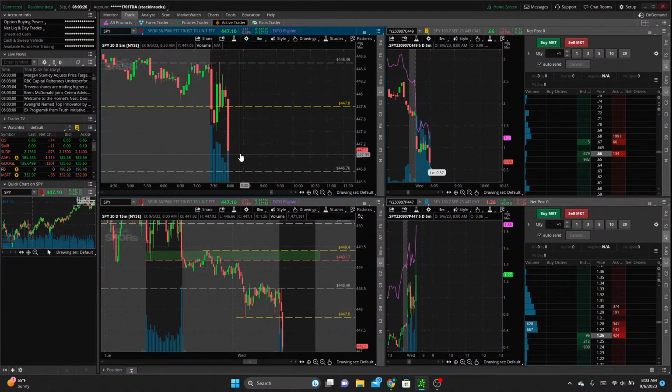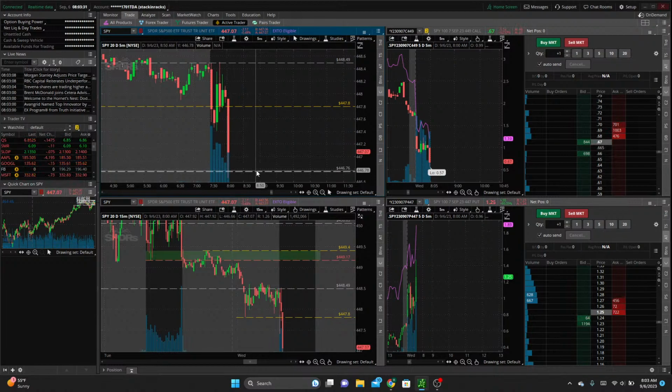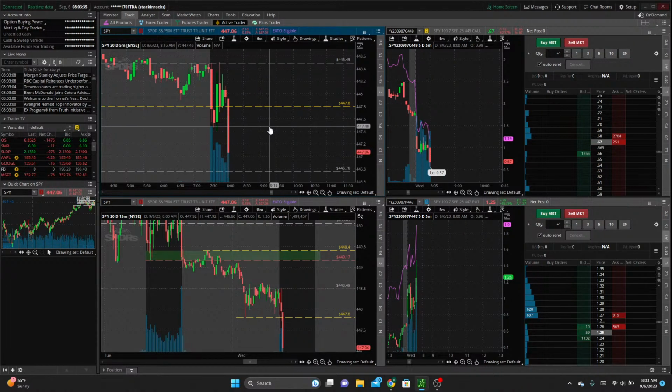I'm expecting us to have a bit of a pullback here, especially you're seeing this reaction once we got down to that level. So I'm expecting a bit of a pullback. I'm curious to see if we set a lower high, and then I might enter a put from there.